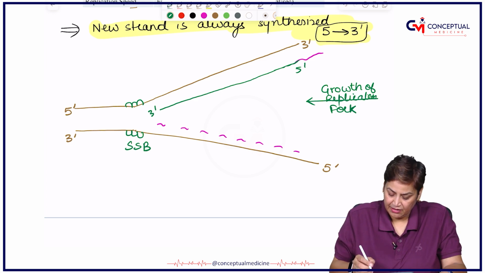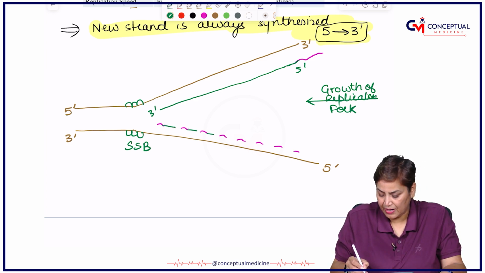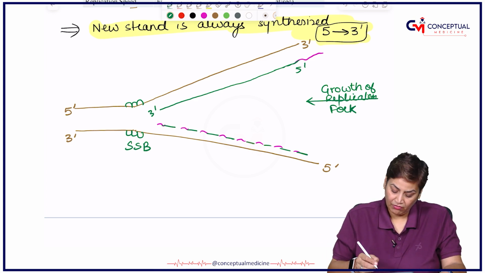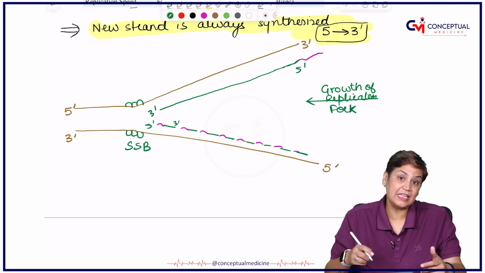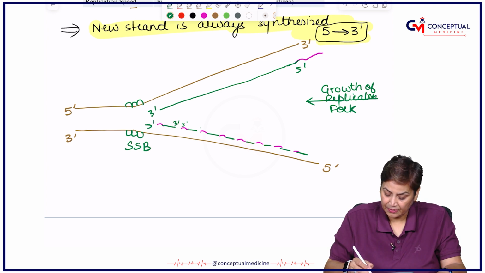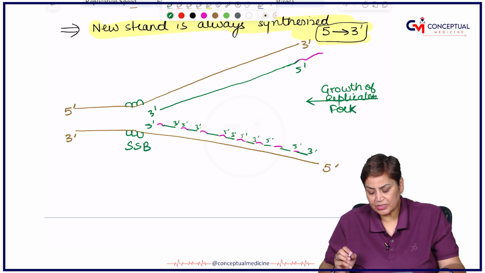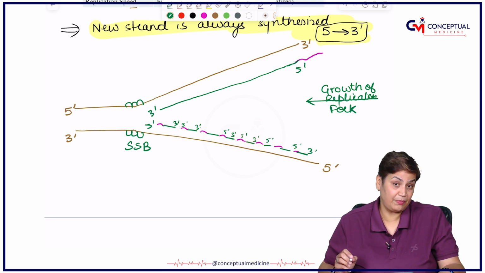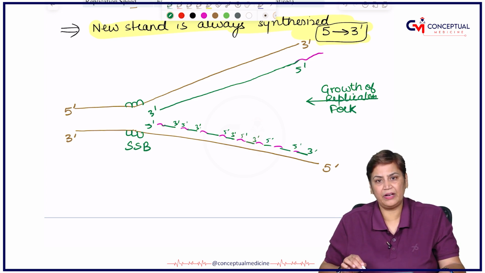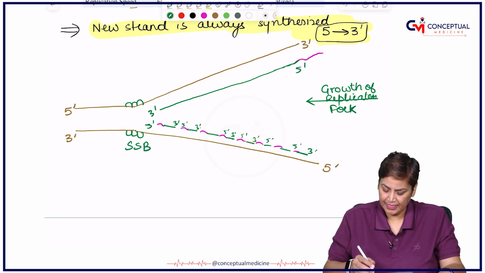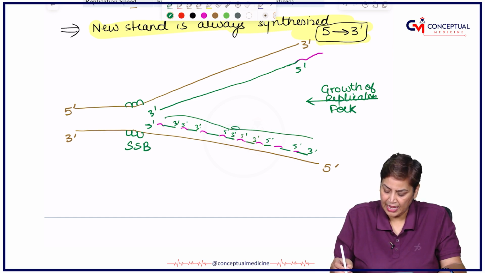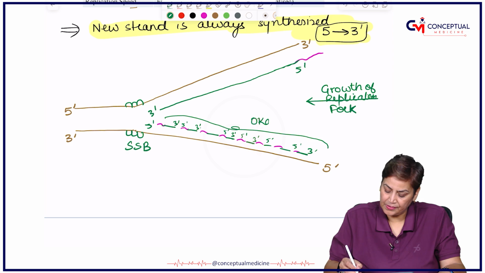But you can say that 5' to 3', 5' to 3', small fragments will be generated like this. And all will be in the direction 5' to 3'. That means they are maintaining the anti-parallel nature. All will be in this direction, right? Now since they are moving against the growth of the replication fork, they are broken into fragments, and these fragments were discovered by Sir Okazaki. That is why these fragments are known as Okazaki fragments.